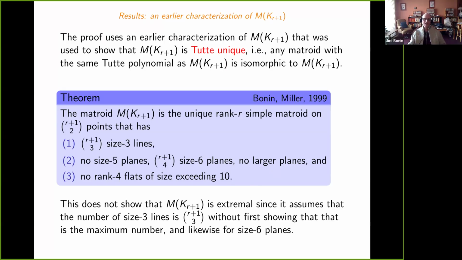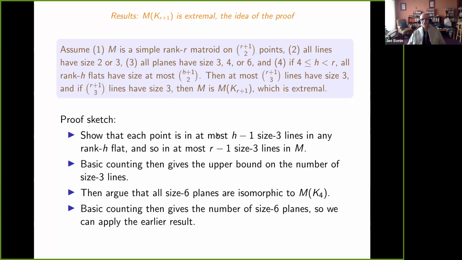It's not optimizing valuative invariants. But it's useful. So how do we actually prove this result? Let me just give you a sketch. You first show that if you fix a point and you look at a rank h flat that it's in, it's in at most h minus 1 size 3 lines. And so it's in at most, globally, r minus 1 size 3 lines. Then you can do a little counting with how many point and 3-point line pairs we have, and that gives you an upper bound on the number of 3-point lines.